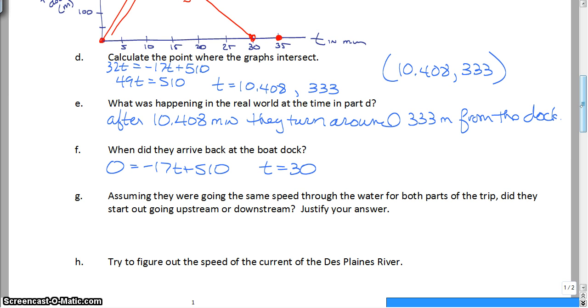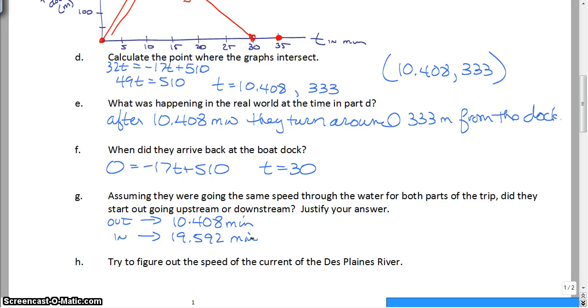So we're going to, assuming they were going the same speed through the water for both parts of the trip, determine whether they start out by going upstream or downstream. Justify your answer. Well, what we can do is use the time to figure out, we know that on their way out, it only took them 10 minutes and some change to get out there. But on the way back, we could figure out how long it took them. If the entire trip was 30 minutes, then all we have to do is subtract 10.408 from 30, and that's going to give us, on our way back in, 19 minutes, 0.592.